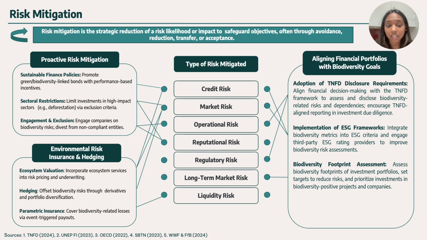Additionally, environmental risk insurance and hedging involves ecosystem valuation, which incorporates ecosystem services into risk pricing and underwriting, as well as hedging, which offsets biodiversity risk through derivatives and portfolio diversification, and parametric insurance, which covers biodiversity-related losses via event-triggered payouts. This decreases credit, market, and liquidity risks.